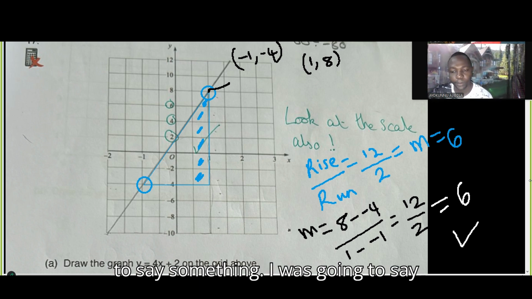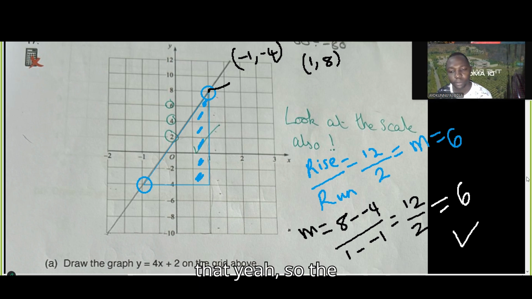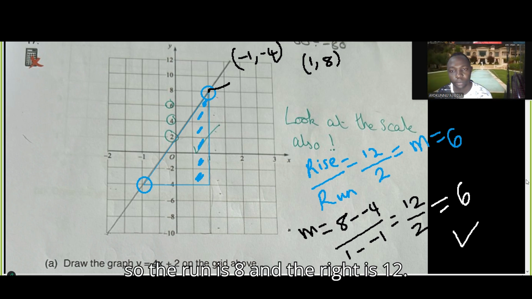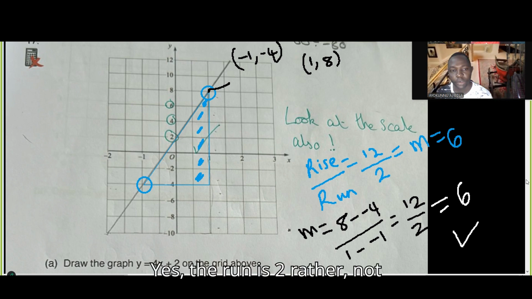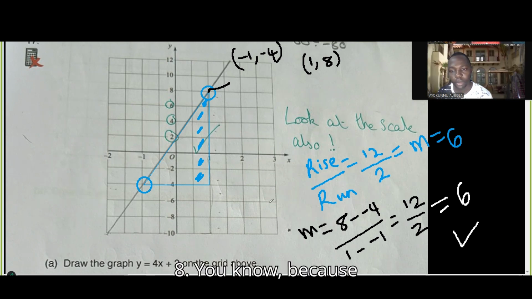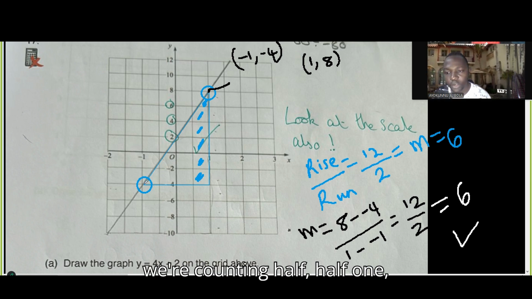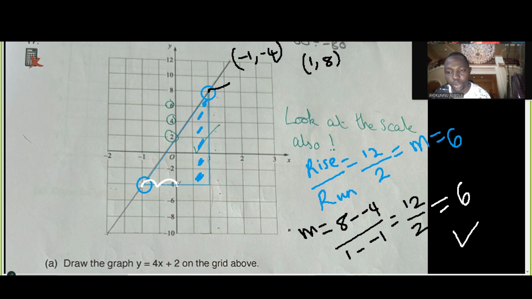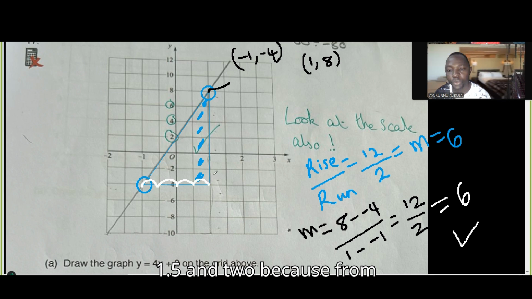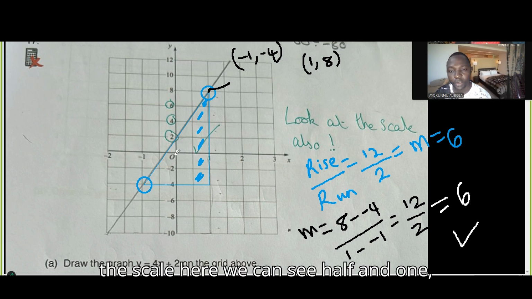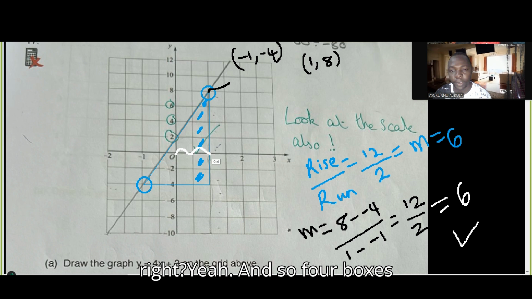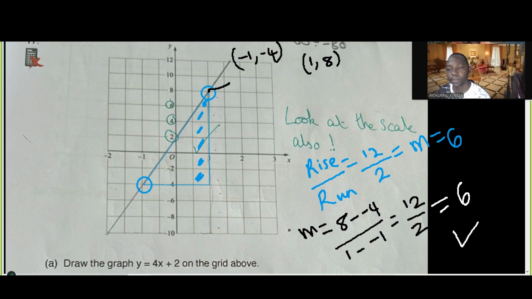Yes, you want to say something? I was going to say that the run is 8 and the rise is 12. The run is 2 rather, not 8, because we're counting half, 1, 1.5, and 2. I see. Because from the scale here, we can see half and 1, right? Yes. And so 4 boxes represent 2 units.